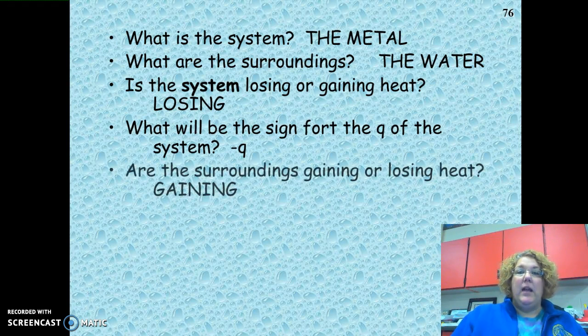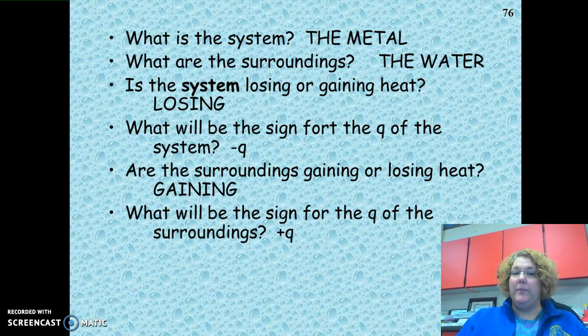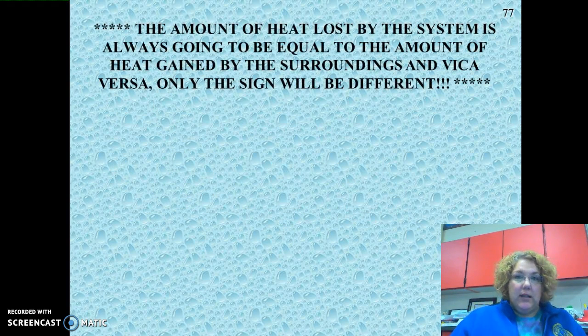Now, let's look at it from the surroundings point of view, from the water's point of view. Is it gaining or losing heat? Well, it's going to gain heat. So the water would have a positive Q because it gains heat from the metal. So this is the key right here. Remember this in your mind. Whenever you're doing calorimetry, you're measuring heat flow from one substance to another. You're using that to figure out, in this case, the specific heat of a metal. The amount of heat that was lost or gained by your system is always going to be equal to the amount of heat that was gained or lost by the surroundings. The only thing different is the sign.